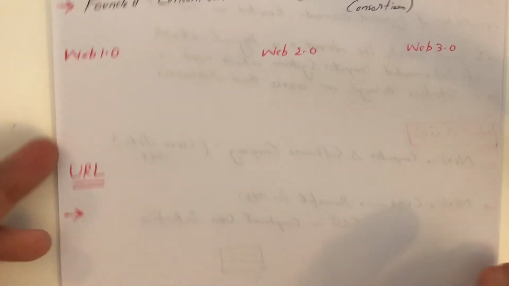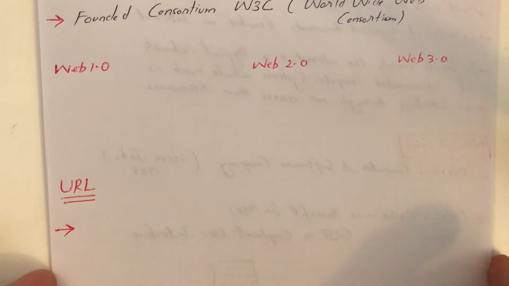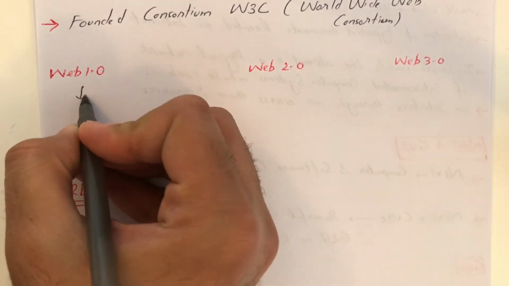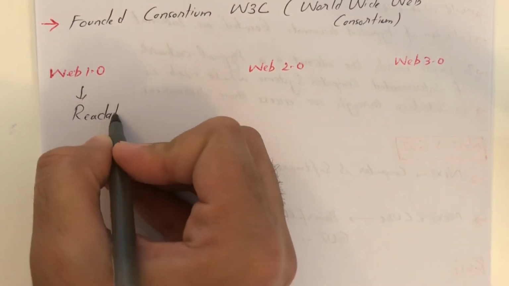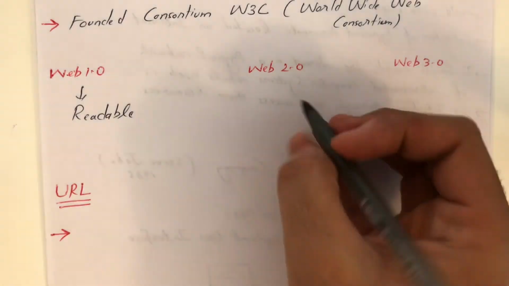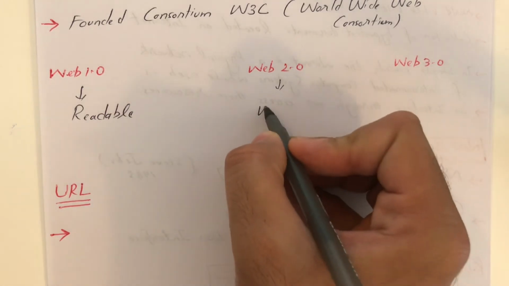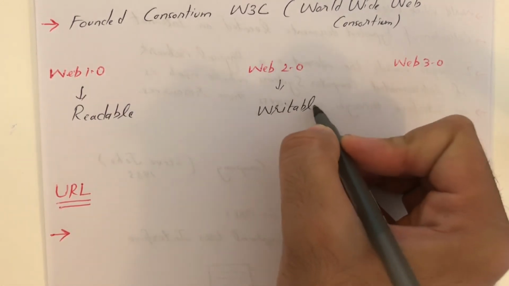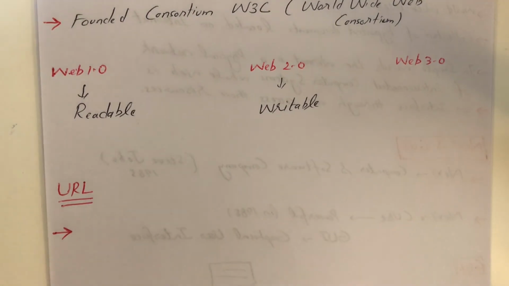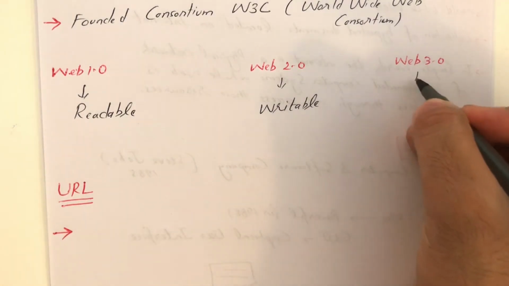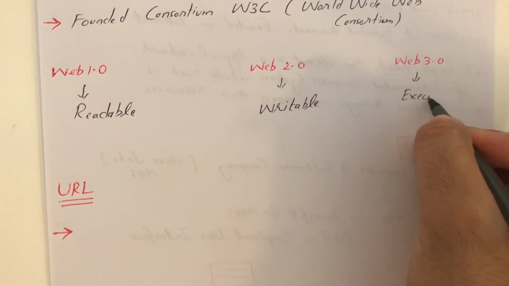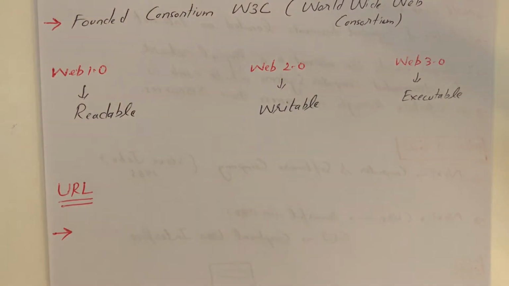The first web, which was designed or invented back in the 1990s, was Web 1.0, which was just readable. So you can only read the contents available on the website. Then Web 2.0, launched in 2000, made the websites writable. Now people can write comments, you can post, you can like somebody's video, you can download and all that stuff. Web 3.0 is basically, they made it executable. Like you can go live on YouTube, you can go live on Facebook, and whatever you're recording can go directly on the servers.